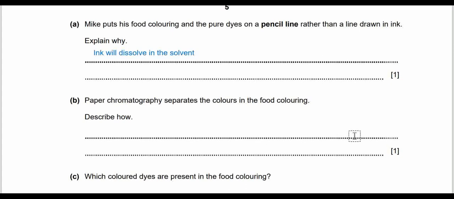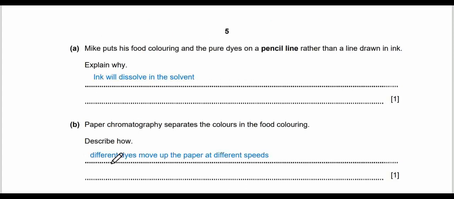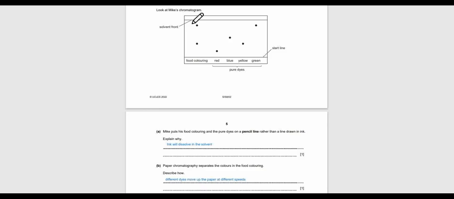Well, let's open up the answer. Different dyes move up the paper at different speeds. Let's take a look. If we see the dye in here, the food coloring dye is separated. The reason is different dyes move up the paper at different speeds. That will be the explanation.